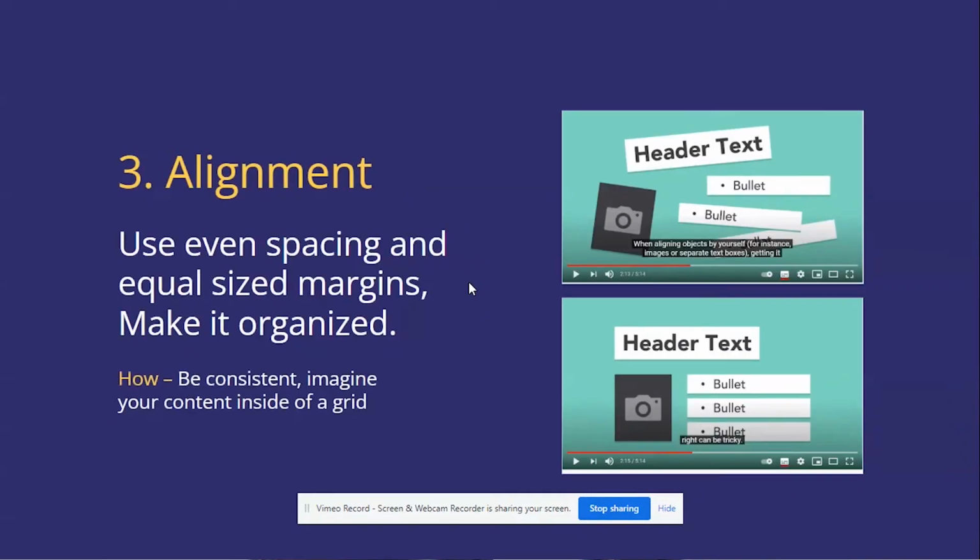Next is alignment. Now use even spacing and equal sized margins. Make it organized. How? Be consistent. Imagine your content inside of a grid. In this example, we see two options. The first option here, we see that all of these components are scattered. They are not aligned.